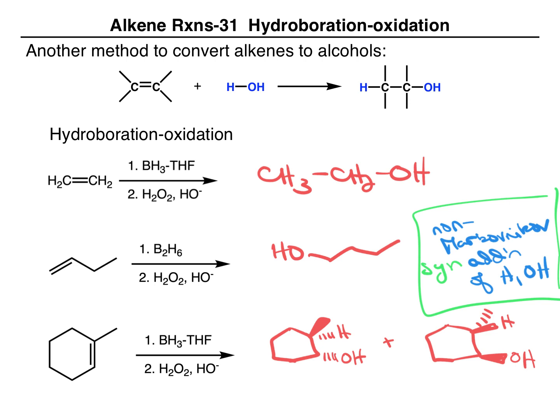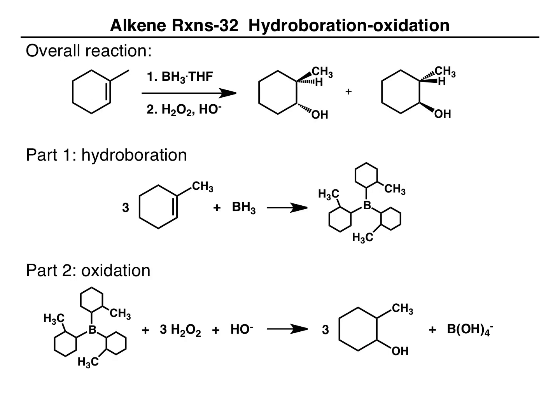So this method is complementary to acid catalyzed hydration or oxymercuration demercuration because it gives us the opposite regiochemistry. So the overall reaction, we have our 1-methylcyclohexene if it's treated with BH3 and THF, followed by hydrogen peroxide and hydroxide. We are going to get a mixture of enantiomers resulting from non-Markovnikov syn addition of H and OH.